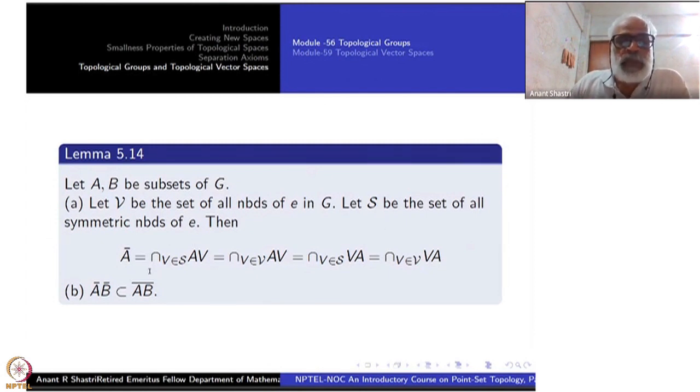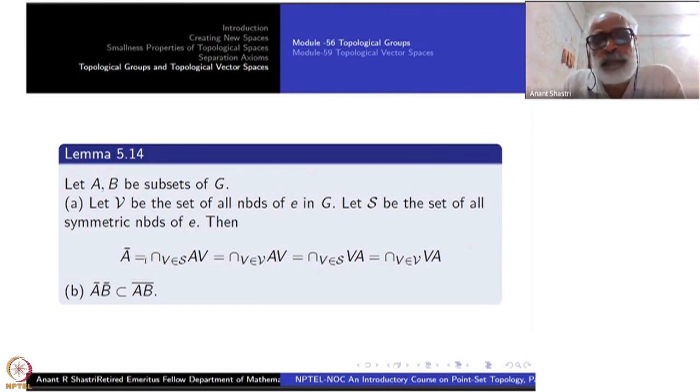Then the claim is about A bar. A is an arbitrary subset. I'm making a statement about A bar. A bar is the intersection of all AV where V ranges over symmetric neighborhoods. It is also equal to the intersection of all AV where V ranges over all the neighborhoods. Then the other way around, instead of AV, I have VA here and VA here. The other two things are similar here. So either I can write it on the left side or on the right side. If I take intersection of all of them, what I get is A bar.